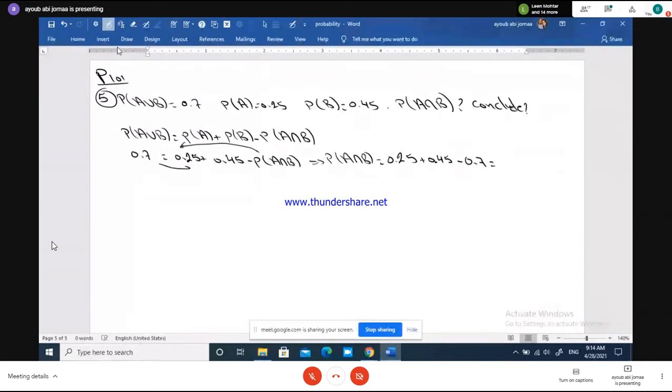Use the calculator. The answer is 0. What can you conclude? Here we answer the first part of the question, find probability of A intersection B. Conclude.